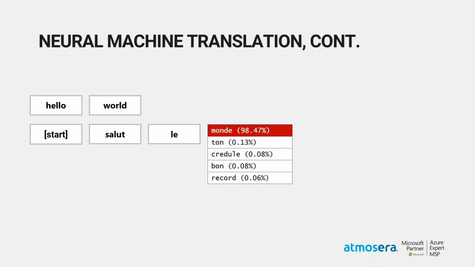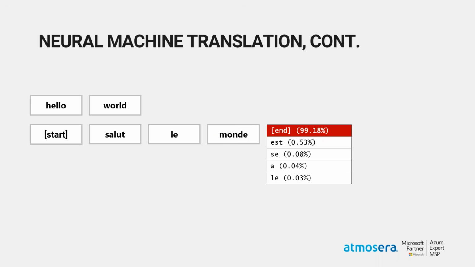And then we do that again. It believes that the next word will be monde, which is French for world. And finally, when the next token that the model predicts is the end token, we have completed the translation. So according to this model, hello world in English translates into salut le monde in French. There are actually a lot of different ways to translate hello world from English to French, but salut le monde is a pretty reasonable translation of it.